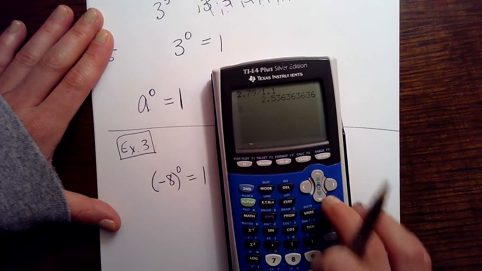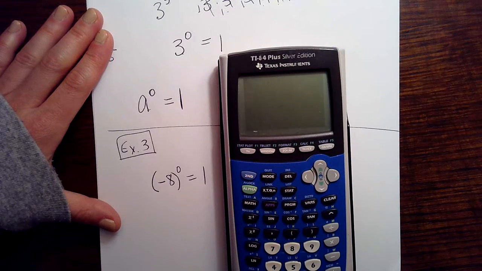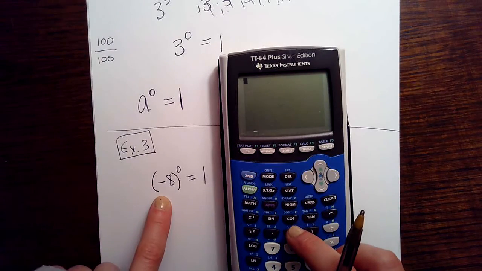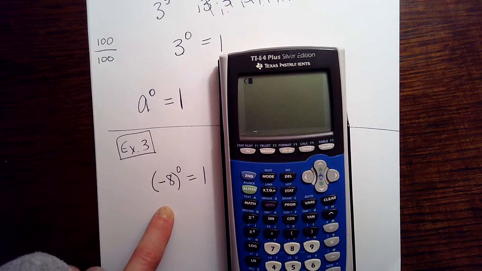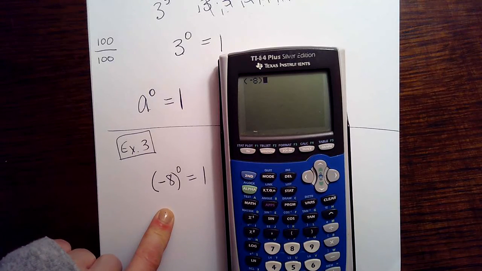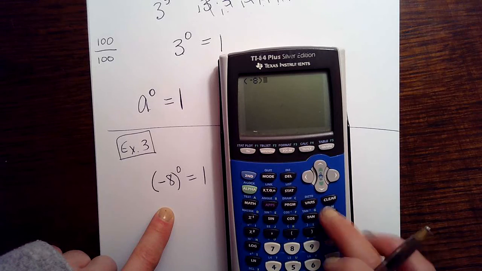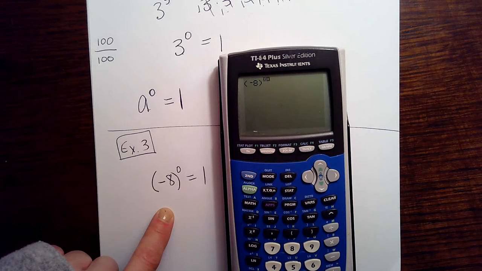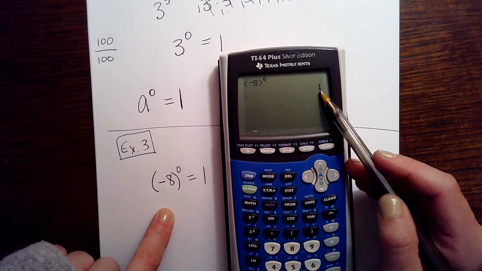If I'm not sure about that negative sign, I can come over here in my calculator. Anytime I have parentheses, I know I have to put those in my calculator. My calculator likes to do that negative last if it can. And then to the up arrow, 0 power is positive 1.